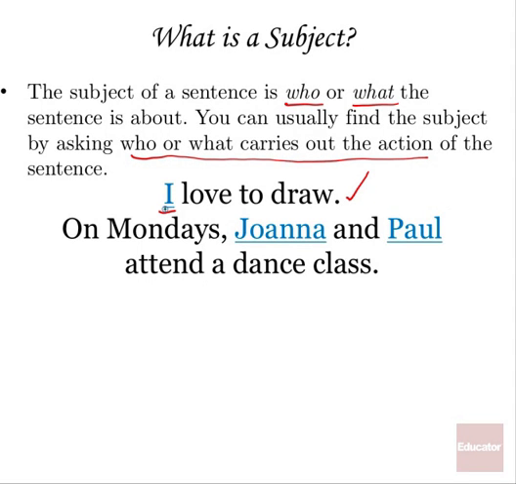I is the subject. Second sentence, on Mondays, Joanna and Paul attend a dance class. Now, the action going on is that someone is attending, that's our verb, a dance class. Who attends the dance class? Joanna and Paul. So there's our subject.